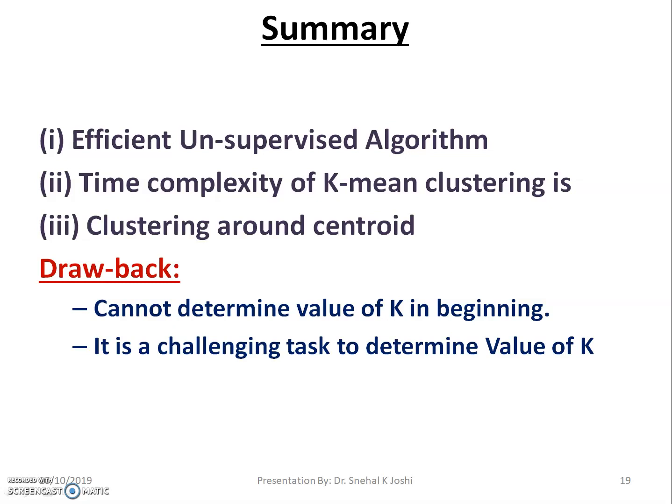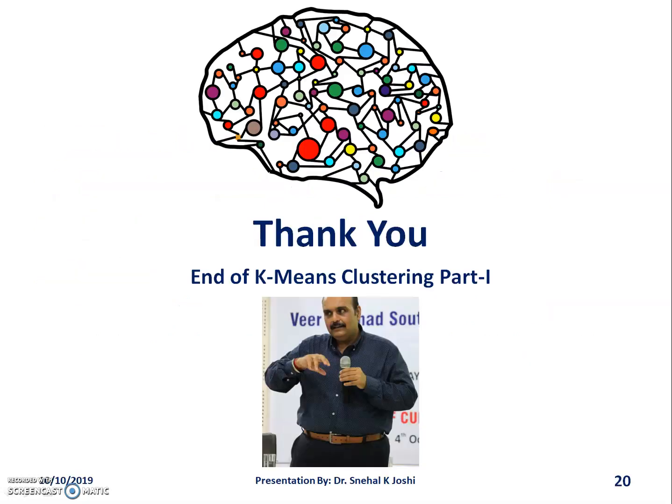At last, we conclude about the K-means algorithm. It is a very efficient unsupervised algorithm, particularly in the case of medium and large size data sets. It is a process of clustering around the centroid, and selection of the right k value to form the cluster is a challenging problem as we cannot specify it in advance.